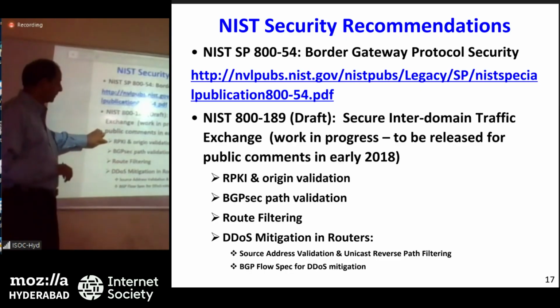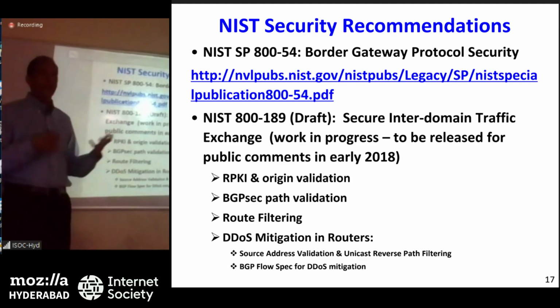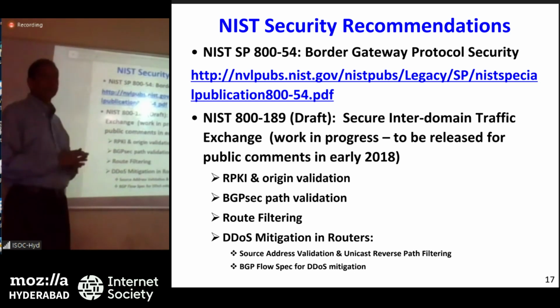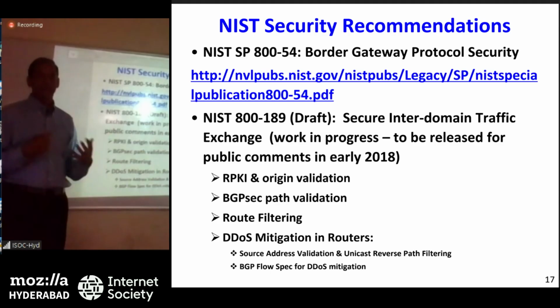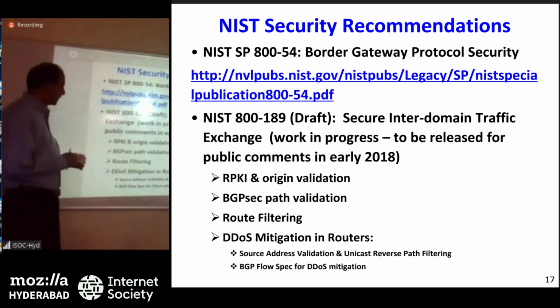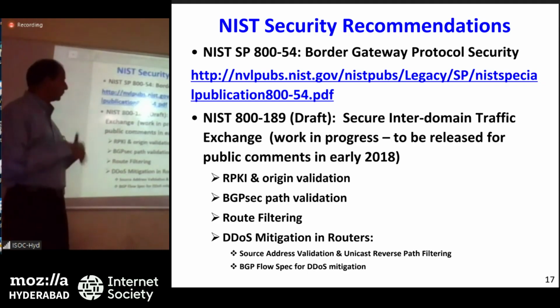It addresses RPKI and origin validation. It describes what those technologies are and makes security recommendations in those areas. It describes BGPsec path validation. BGPsec path validation is not yet available in routers, but origin validation is available already in commercial routers such as Cisco's and Juniper's and Alcatel, which is now Nokia. So it describes the BGPsec path validation, but doesn't go into making any security recommendations regarding that at this point. It will do that when the technology starts to get deployed.